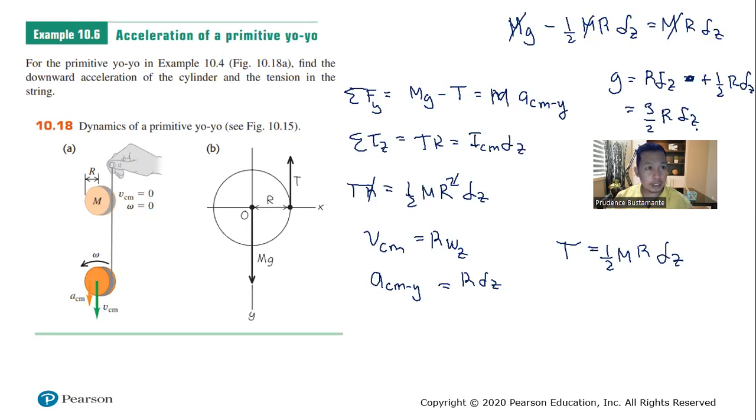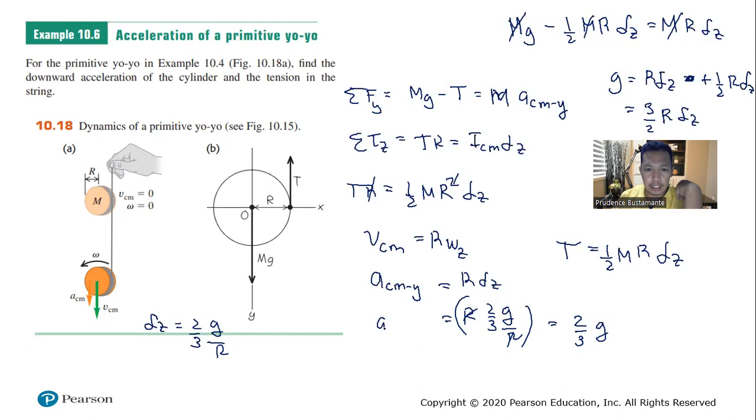What is our target here is the downward acceleration. So we have alpha z is just equal to 2/3 g over r. Okay, so here we have r and we have 2/3 g over r. Cancel, we have our acceleration is 2/3 g. That is the center of mass acceleration along y, because 3/2 becomes 2/3.